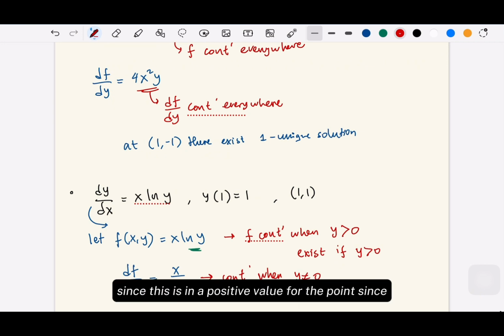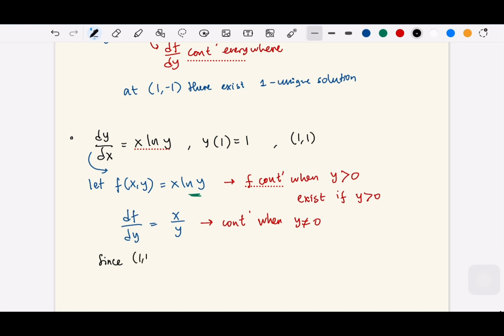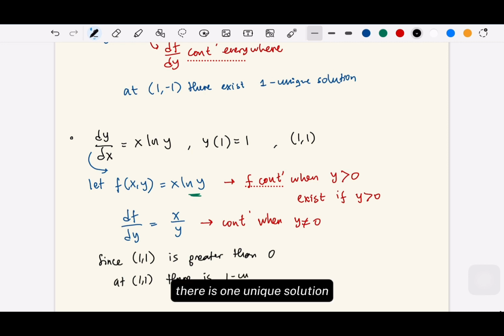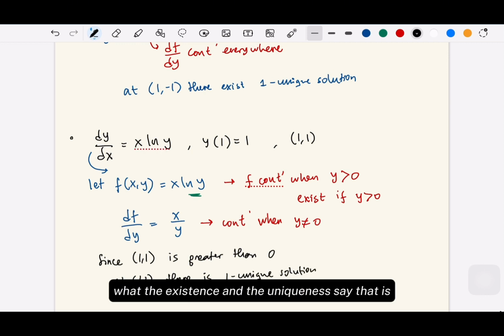Okay, so we can say since this is a positive value for the point, greater than 0, there is one unique solution. So basically what the existence and the uniqueness say is that we are going to try some intervals, and then we are going to observe whether the function or the derivative of the function is continuous or not. Okay.